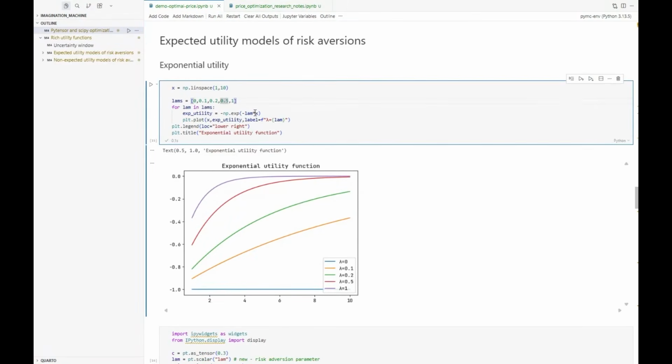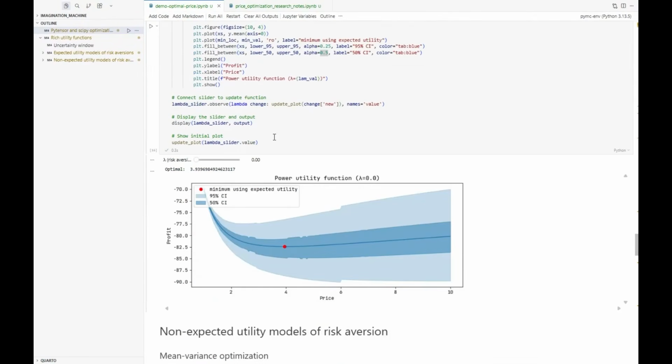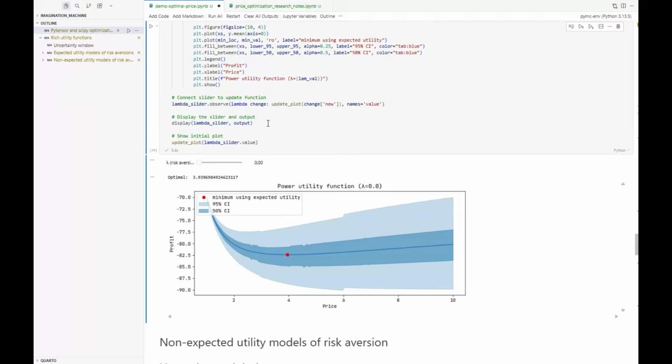So instead of just taking your profit and passing it along and calling that the same thing as utility, you can add an extra layer in between your profit and your utility, which is some function that modifies that. And if you insert this exponential utility into the computational graph, you get a different utility function.